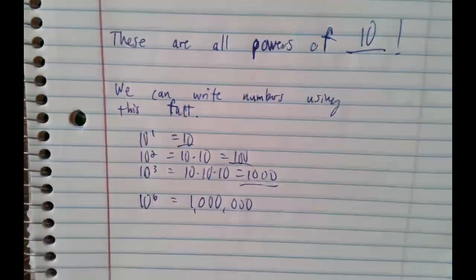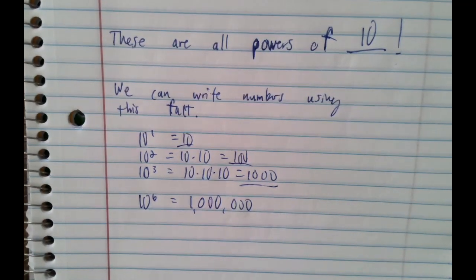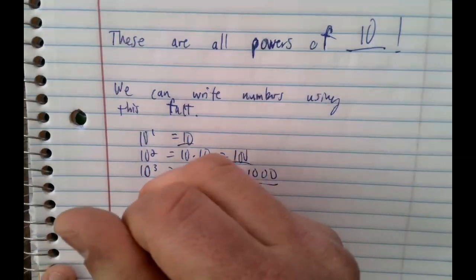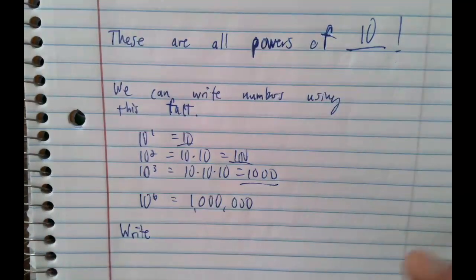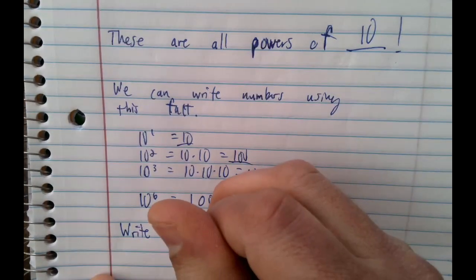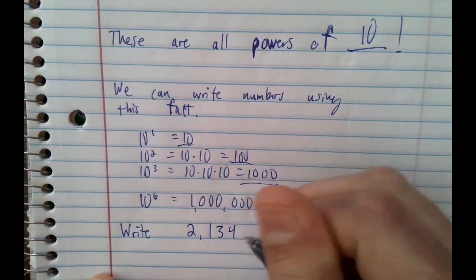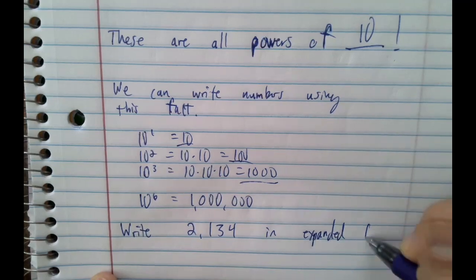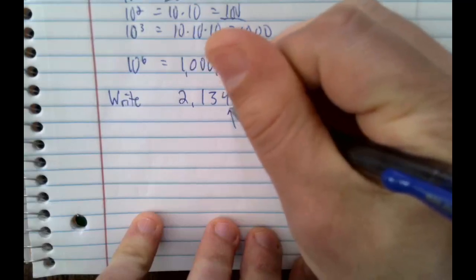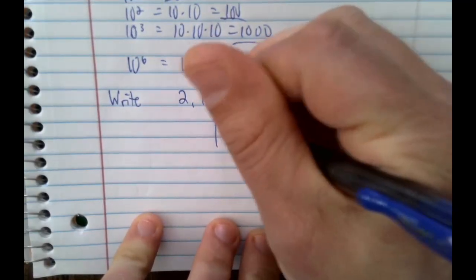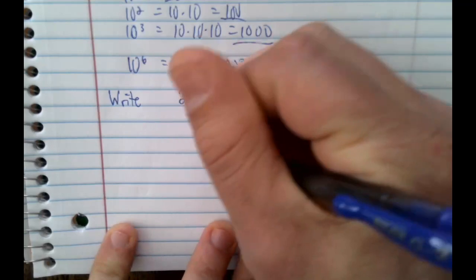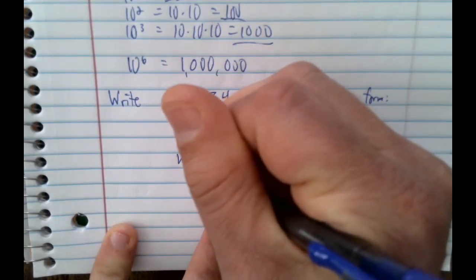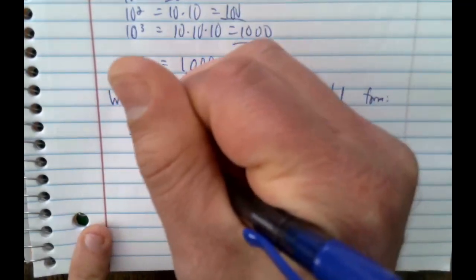Well, that's all nice and fun when the numbers are pretty, but we can actually use it to write a different number that's not just ones and zeros in expanded form. So take, for example, the number 2,134. How do we write that in expanded form? We have to think back. Place value. So we know that those are ones. We have tens here, hundreds here, I'm going to abbreviate, and thousands here.